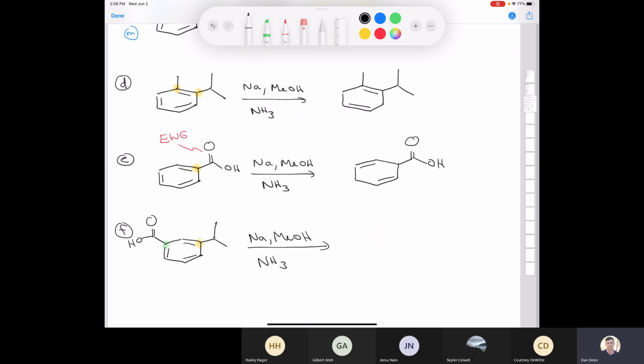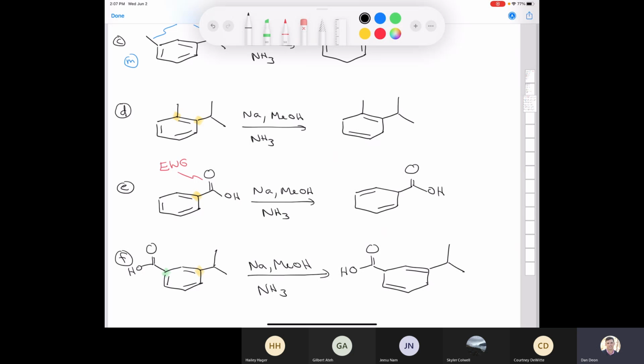We'll draw our 6-membered ring like that. We put our isopropyl group here. That carbon is not going to get reduced. And then the carboxyl group is over here, and that carbon is going to get reduced. And so there you go. That's our only possible regioisomer. Again, what's the difference here is that now you had an electron withdrawing group and an electron donating group at the same time. And so again, it's regioselectivity you've got to be concerned with.